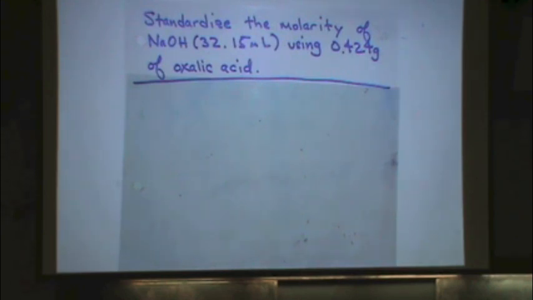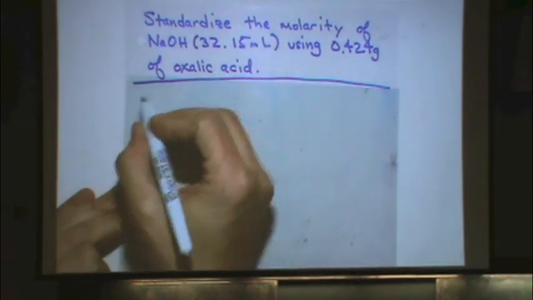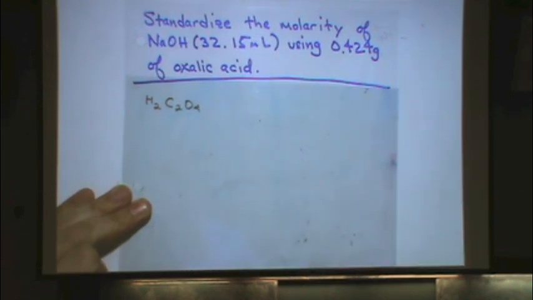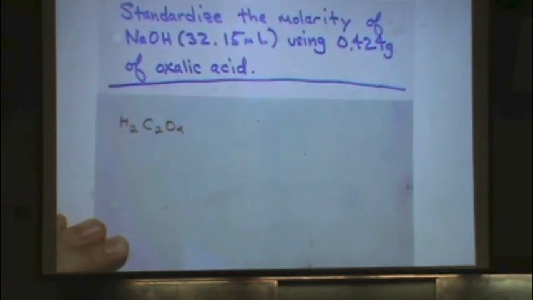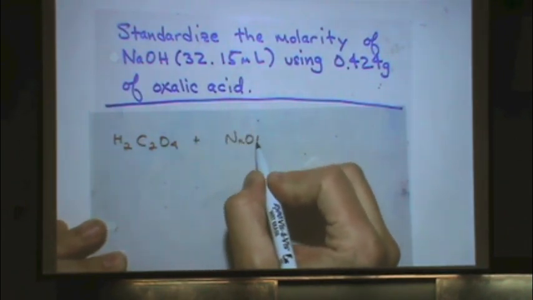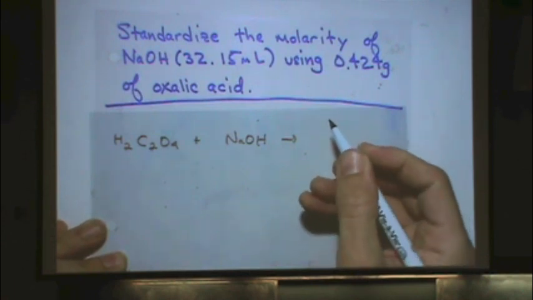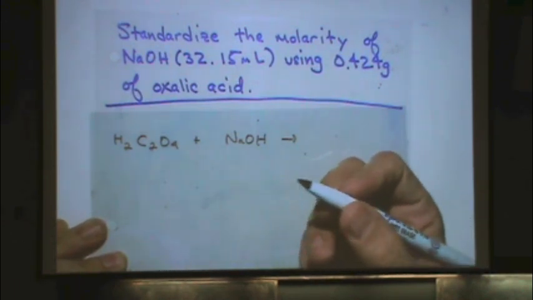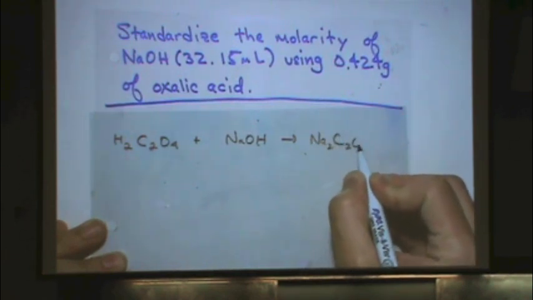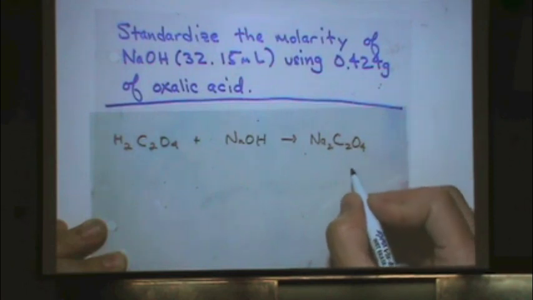Standardize, and that should make you think, oh, this is a titration example, and you want to write out the reaction. So let's do that. Oxalic acid, H2C2O4, that's oxalic acid. Plus sodium hydroxide, NaOH, goes to, now this is neutralization or double replacement, sodium oxalate, need 2 sodiums, because oxalate is 2 minus, plus water.